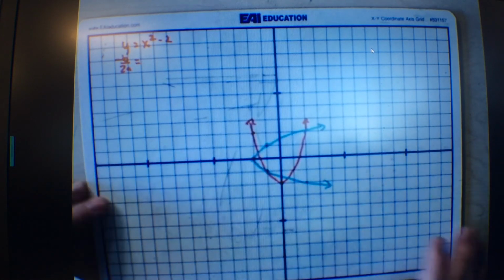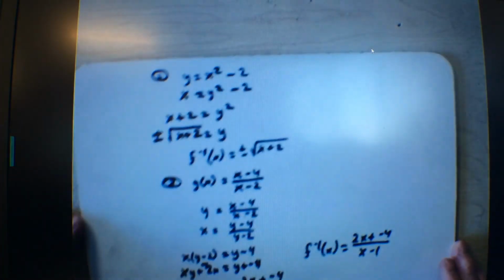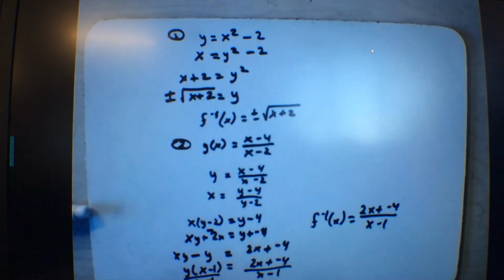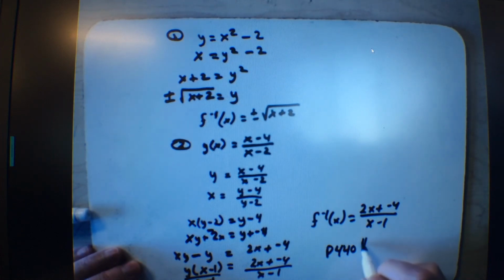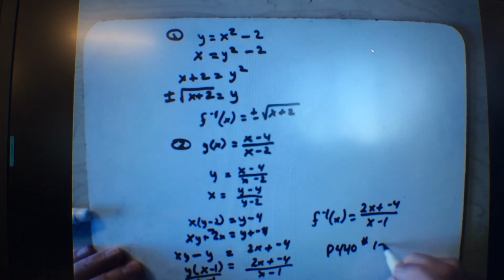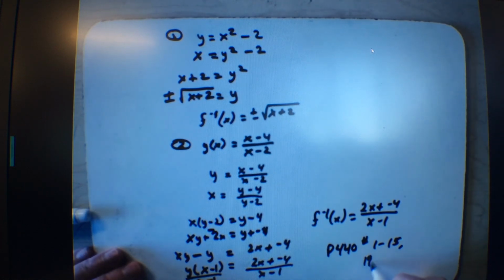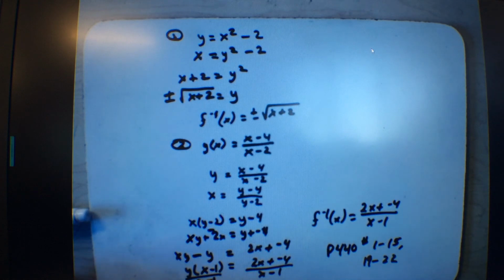Alright? So your assignment, if you'll put it up on the board, Josie or Maggie, one of you two, will be page 440, numbers 1 through 15, all. 1 through 15, and then 19 through 22, all. Okay? 19 through 22. Okay.